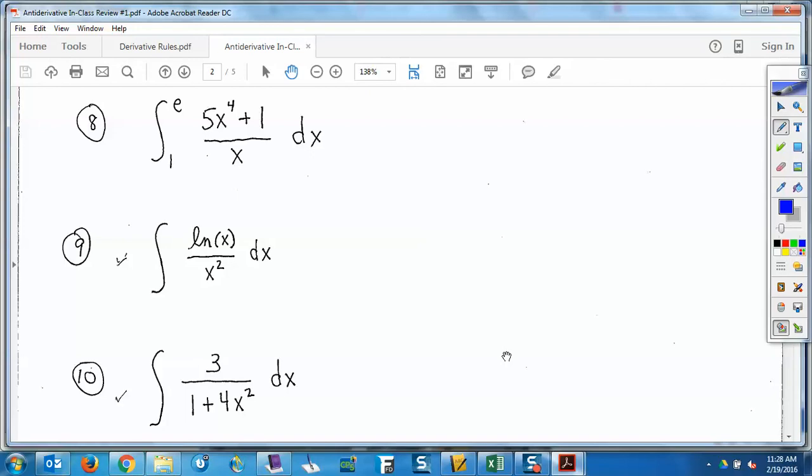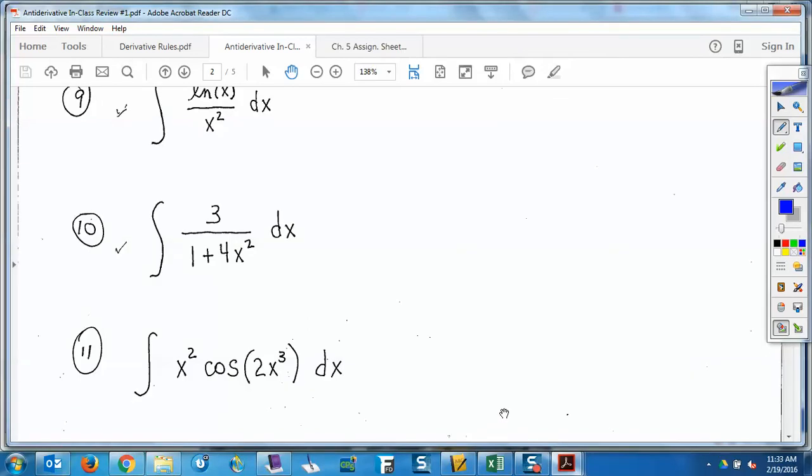Here's another one. Here's number 10. I'm sure to get these copied down. I got one more on here. I'll get to it in a second. So on 10 here, what do you think?